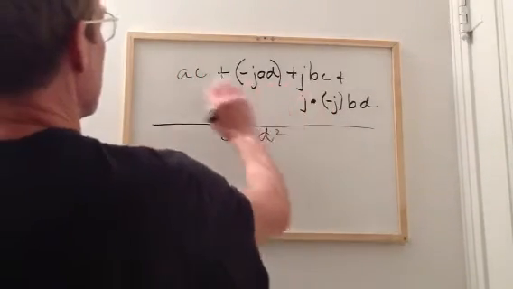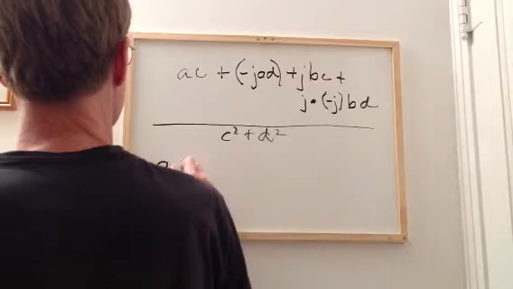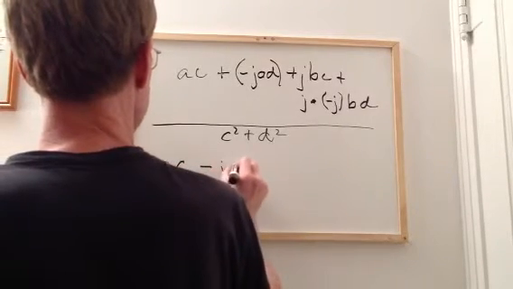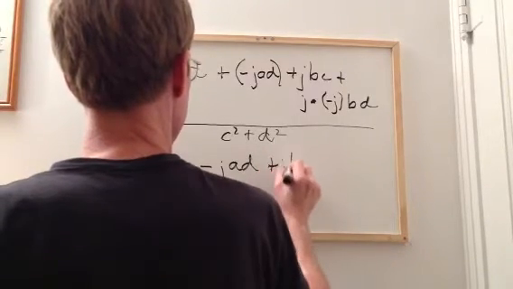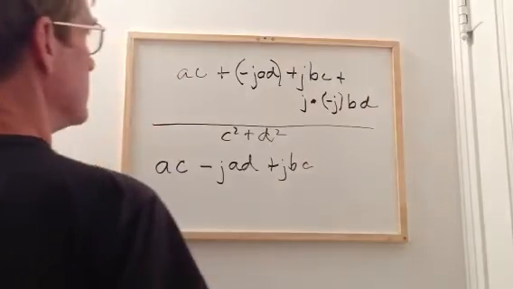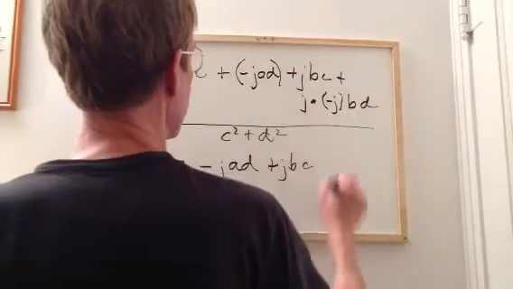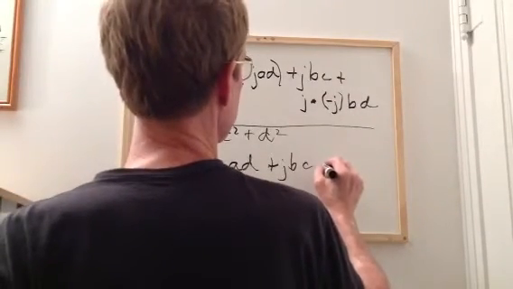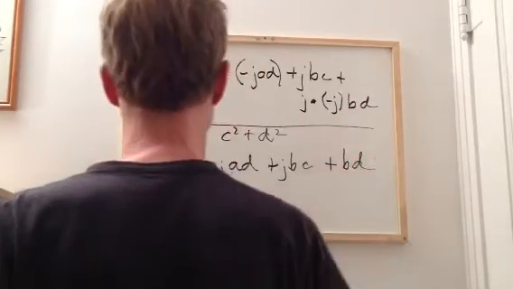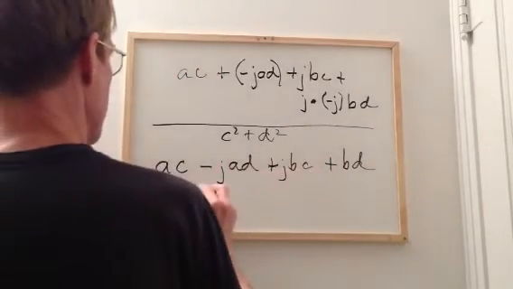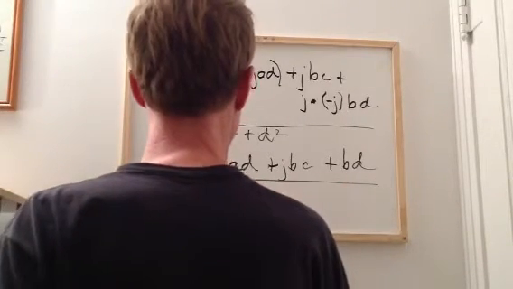Well, we can simplify this part here to AC minus JAD plus JBC. J times the minus J is 1, remember? Because that's equal to minus the quantity J squared. So this is just BD. Well, we're just dealing with the numerator here now. I guess we should keep track of this denominator.